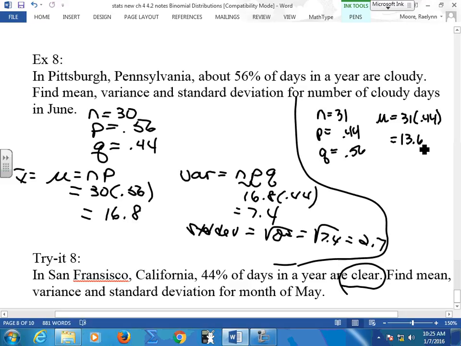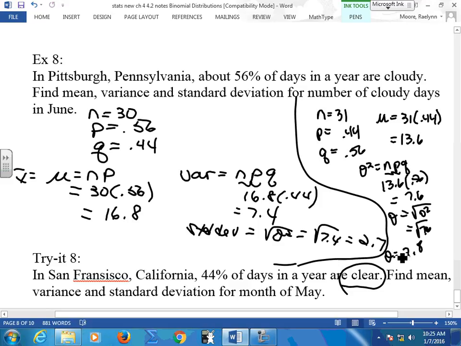13.64? 13.6? Okay. And then the variance, n times p times q. Take what you did for n times p and multiply it by the q. Again, if we were looking for your percent of clear days, it's 44% as a trend. If your month has 31, we would multiply 44% times 31. That's why they do it for your mean. And then they multiply it by the q. And you should get your variance to be 7.6. And then take your standard deviation, which is the square root of this little guy. And what do you get? 2.8. 2.8.